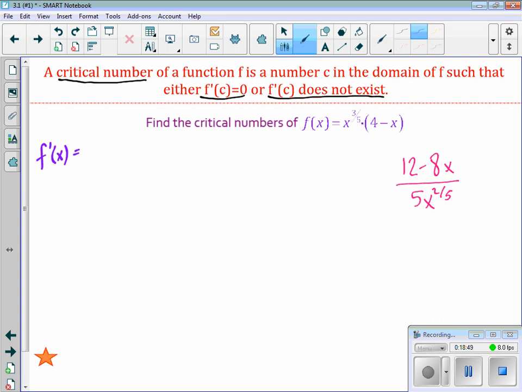This is a product, so I'm going to leave x to the 3/5 alone. You just pick one, leave it alone, and then you take the derivative of the other one. So what is the derivative of this? -1, right?